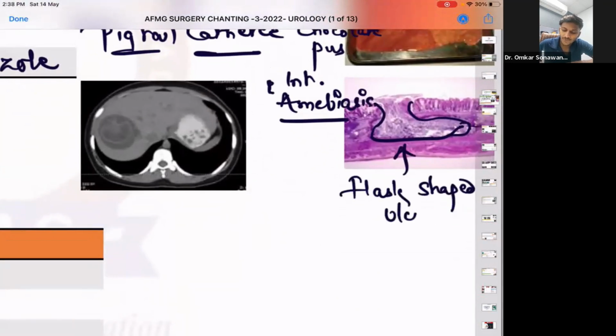So please remember, in the intestine, multiple ulcers can be seen. Remember, transverse ulcers are seen in tuberculosis. Longitudinal ulcers are seen in typhoid, whereas flask-shaped ulcers are seen in intestinal amoebiasis. No issues with this, remember it.